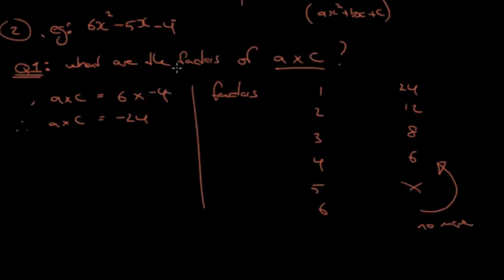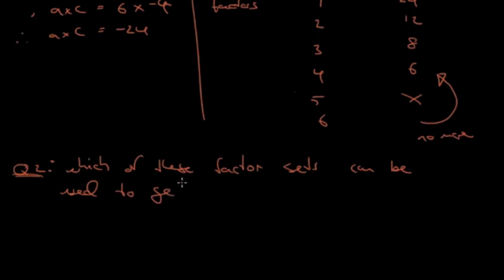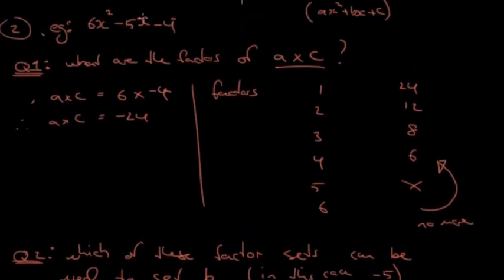So that's the first question to ask, what are the factors of a times c? And then we ask another question, Q2, which is just, which of these factor sets, so a set would be 3 and 8, that would be one set, can be used to get b, which is in this case negative 5. So we need our b, negative 5.